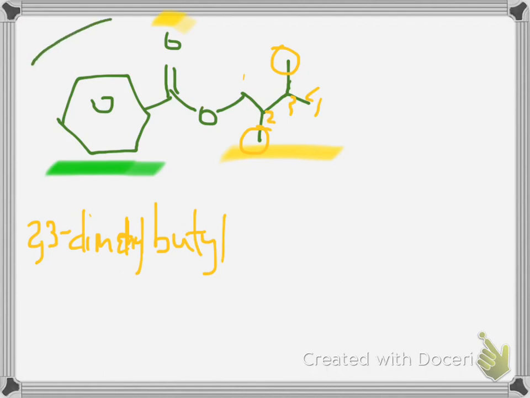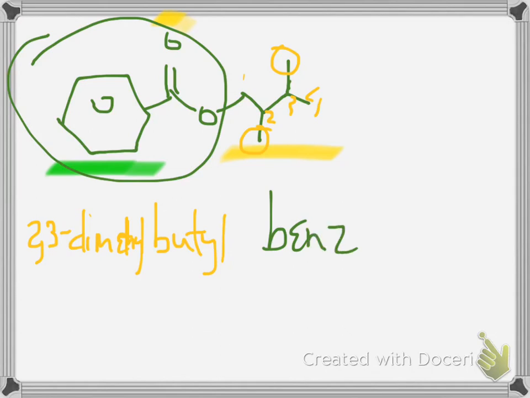Now let's name this side. If that was a carboxylic acid, what would it be called? That's right, it would be called benzoic acid. However, this is not a carboxylic acid, it's an ester. So we drop the ic acid and we add the ending ate. So this becomes 2,3-dimethylbutyl benzoate.